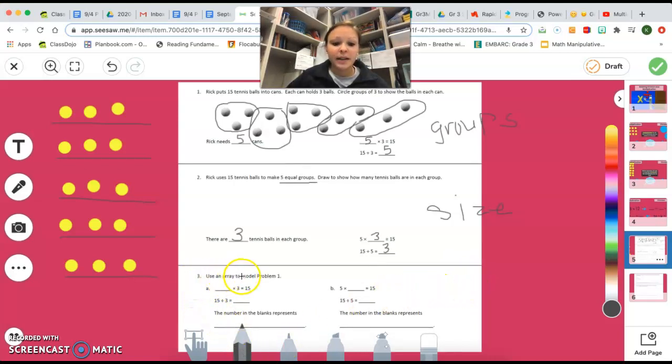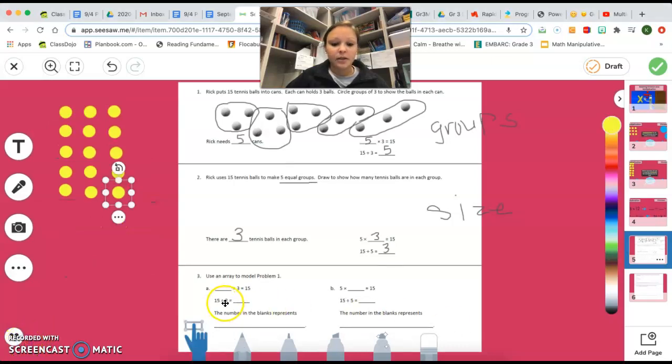So number 3 says, use an array to model problem 1. So I'm going to take these tennis balls and arrange them into an array. Okay, so here's my array. And A says blank times 3 equals 15. Well, here the 3 represents the size of each group, or the number in each row. So this is going to be how many rows there are. 1, 2, 3, 4, 5. So 5 times 3 equals 15.